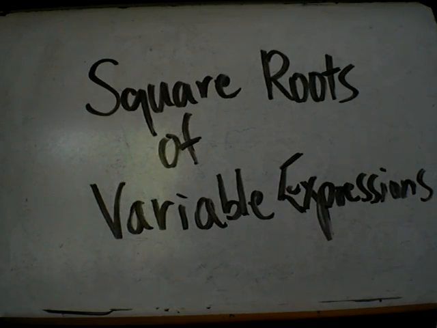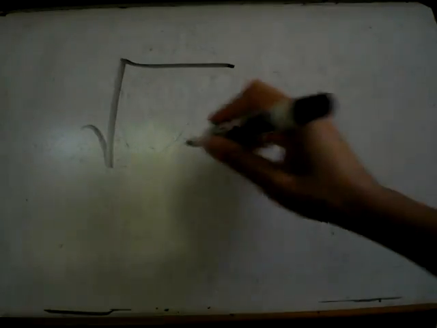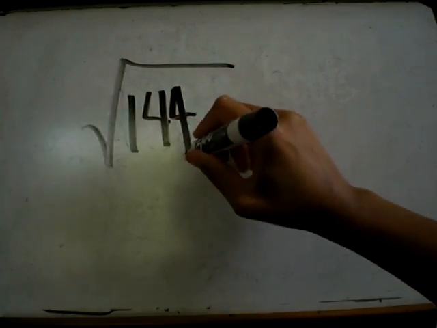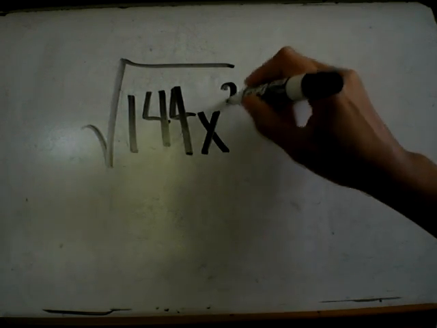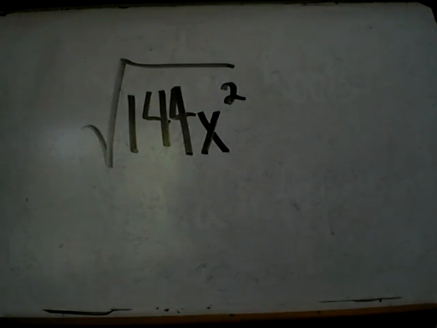Okay, in this video, I'm going to be teaching you square roots of variable expressions. Okay, so let's say I want to simplify this variable expression, 144 times x squared, and I want to find the square root of that. Okay, so it's pretty easy.